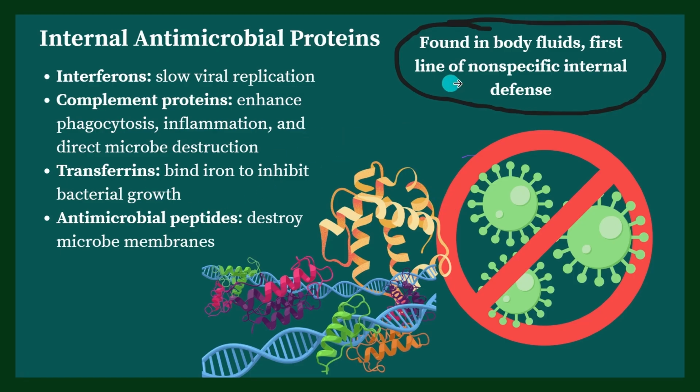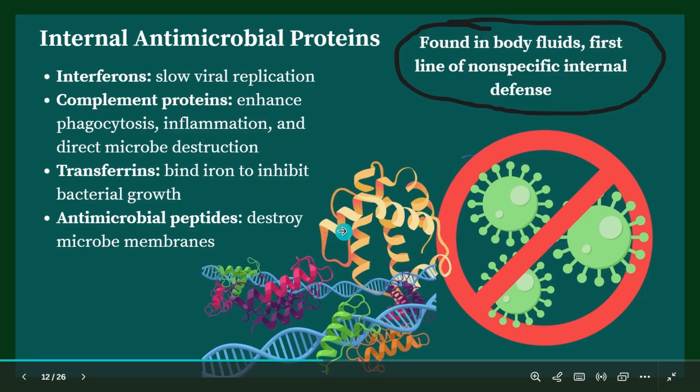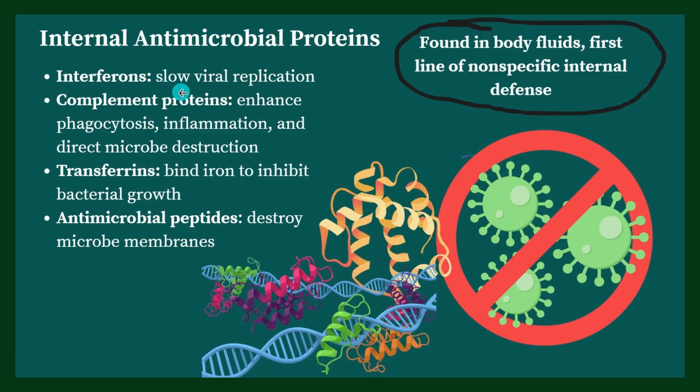So it's the first line of internal defense as far as nonspecific immunity goes. Before our white blood cells get to it, we already have the proteins in place. Interferons will slow down viral replication. They interfere with viruses replicating themselves. Get it? Complement proteins enhance phagocytosis, inflammation, and direct microbe destruction.